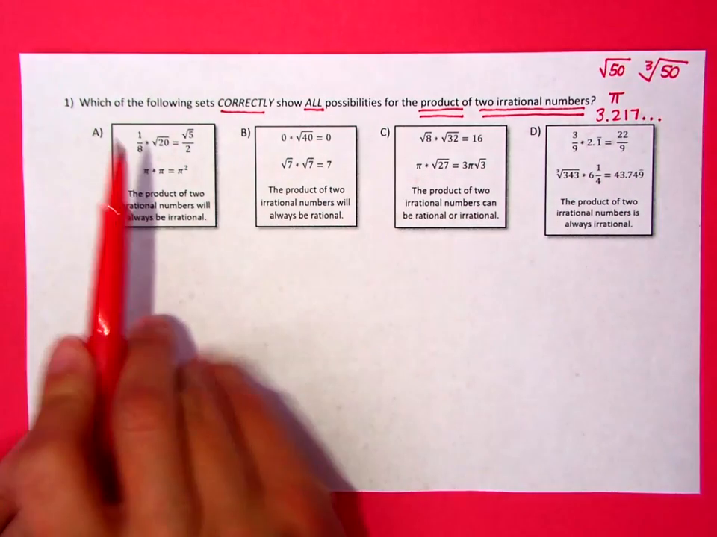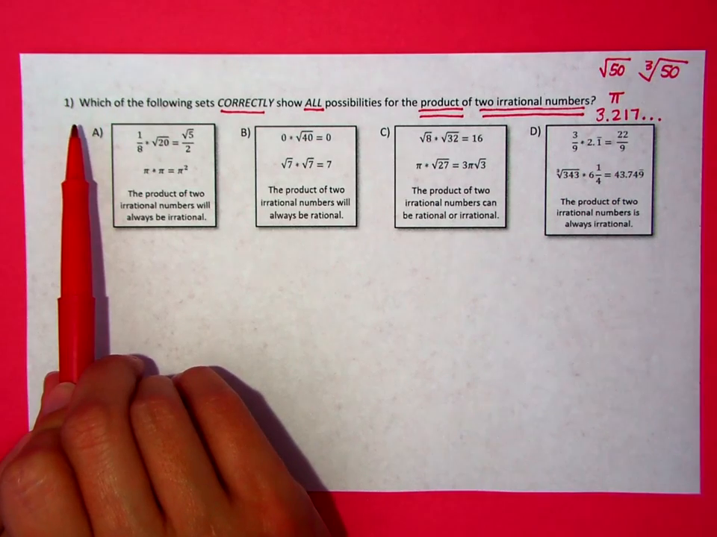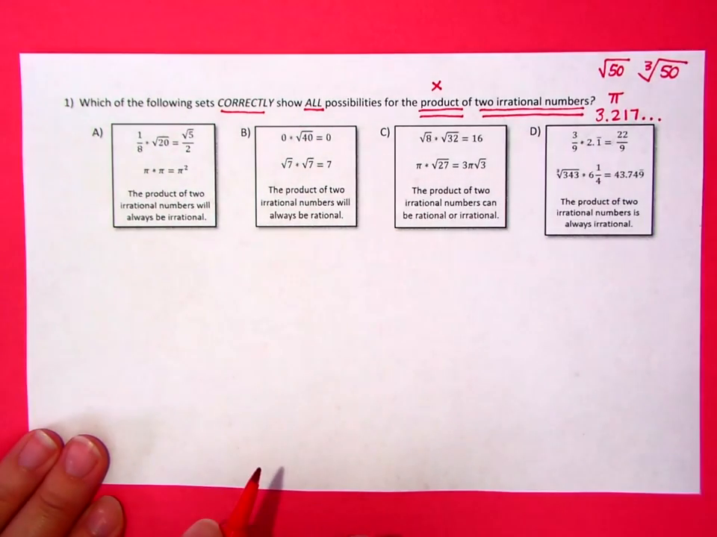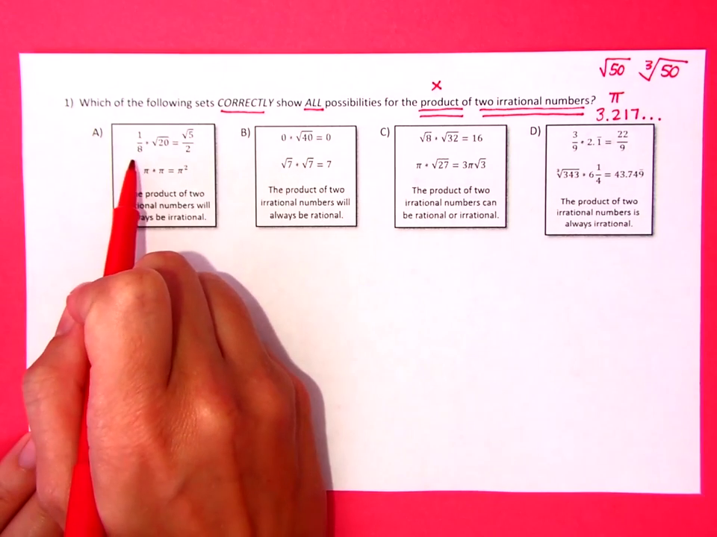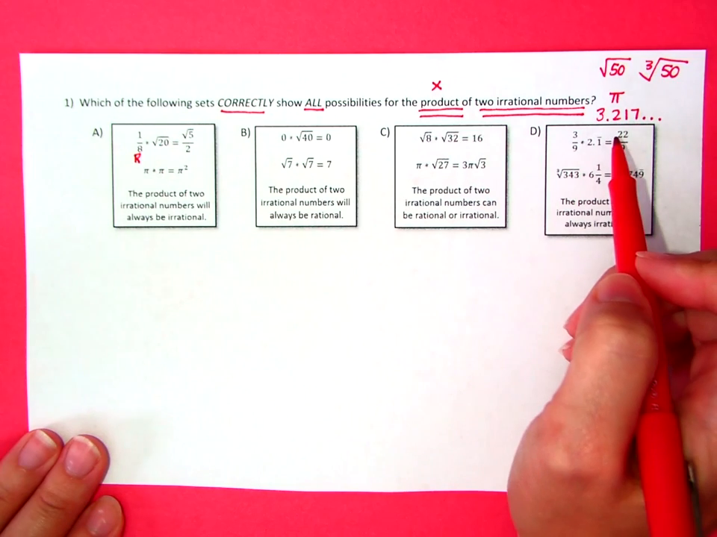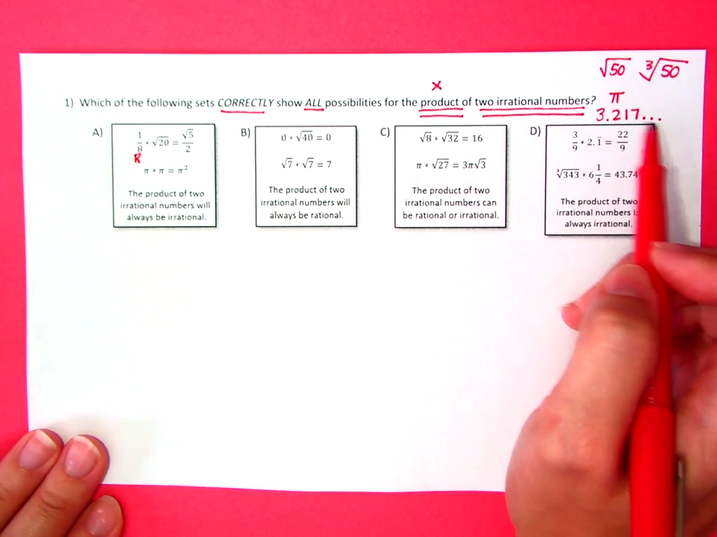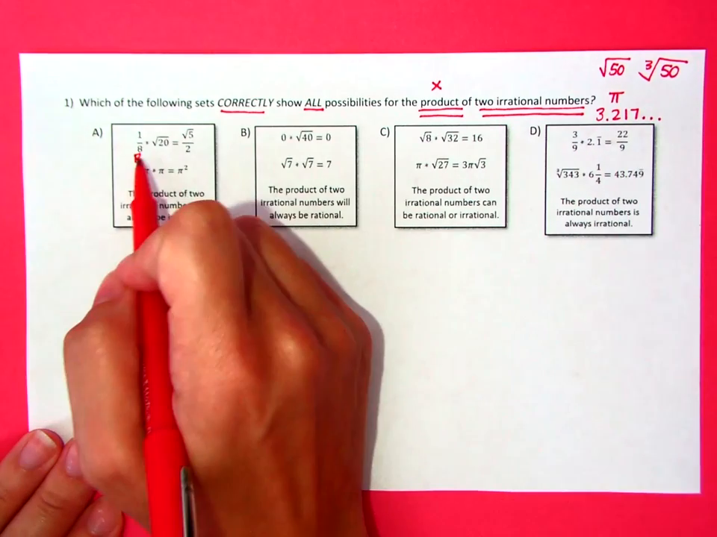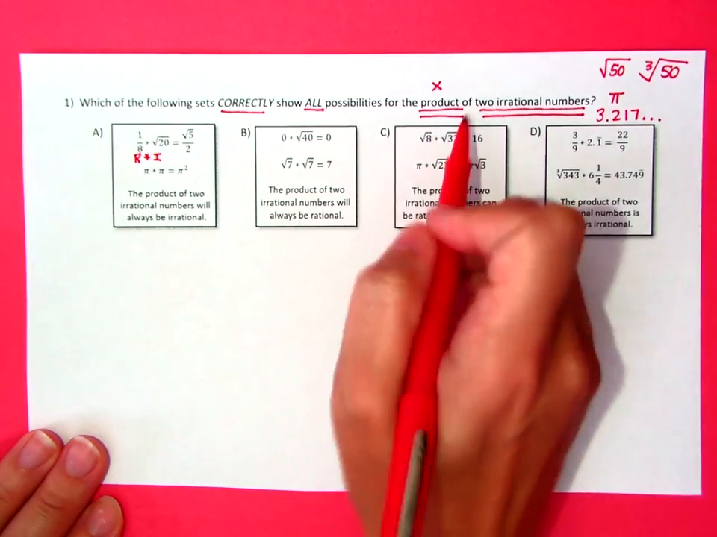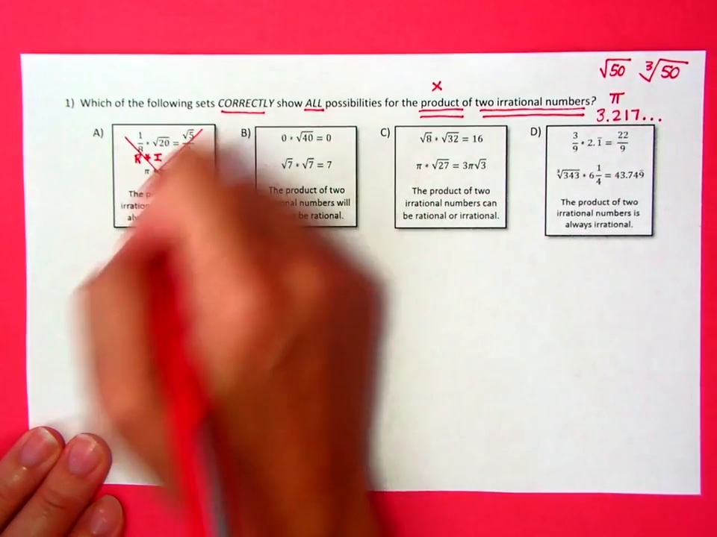So with that in mind, let's go back and read the question. Which of the following sets correctly shows all possibilities for the product, which means multiply, so the product of two irrational numbers? Well, let's look at this. In answer choice A, 1/8 does not fit these three types of numbers. It's not the square root or cube root of a non-perfect number, it's not pi, and it's definitely not a non-terminating, non-repeating decimal. So that's a rational number. Times the square root of 20 is irrational, but we're looking for the product of two irrational numbers. Already, I know that that one's out.